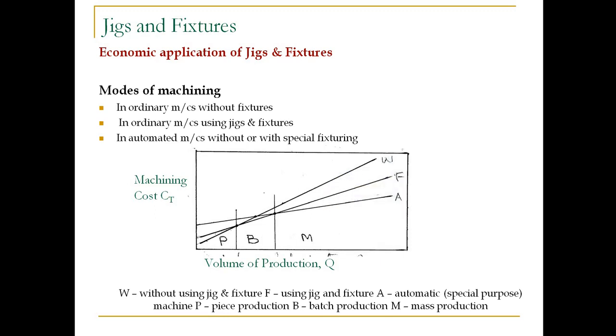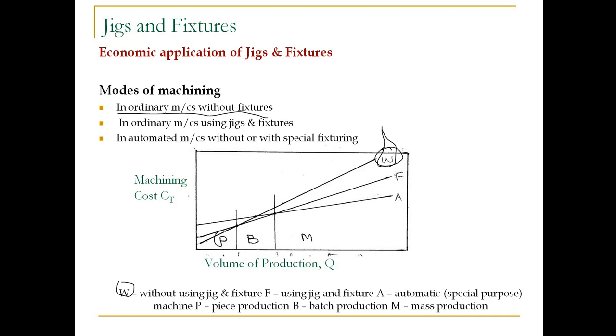To understand that graph, first of all let us understand the different modes. The first mode, ordinary machines without fixtures, is shown by W. This is W, which shows ordinary machines without using jigs and fixtures. So we are not using jigs and fixtures in ordinary machines like lathe machine, milling machine, drilling machine, etc. You can see the curve over here, machining cost versus volume of production.